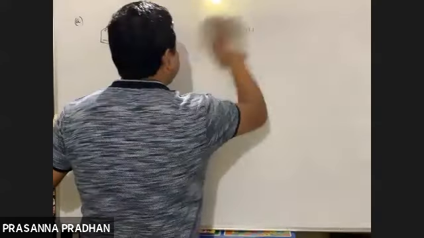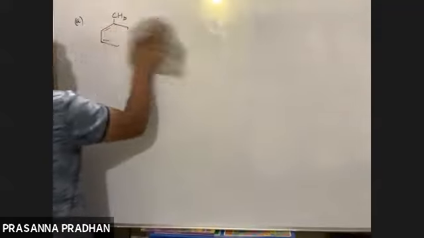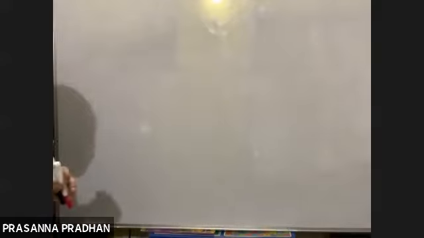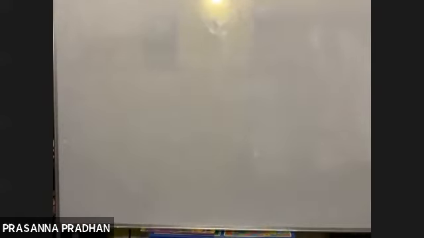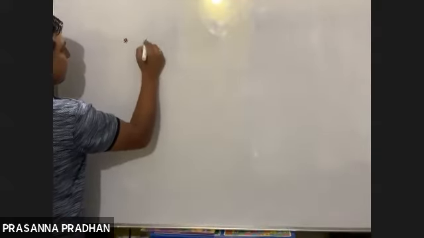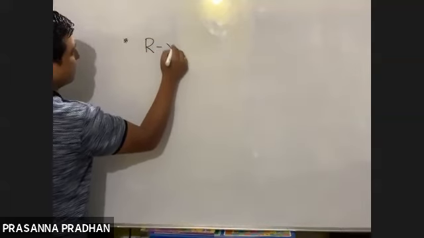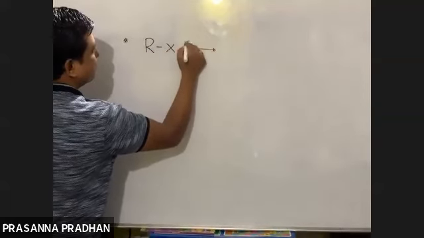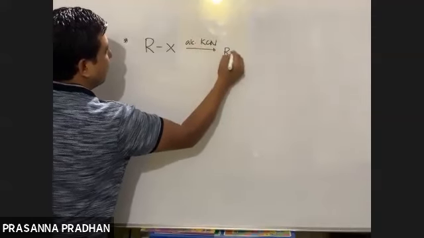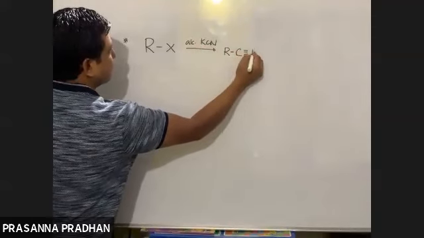Okay, so why is this reaction important again? Yes, because an extra carbon is introduced and also CN can be converted into a number of other functional groups. Okay, so what did we study just now? We studied that alkyl halides when treated with alcoholic KCN will give you RCN.